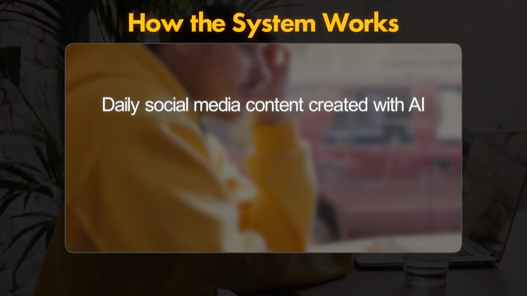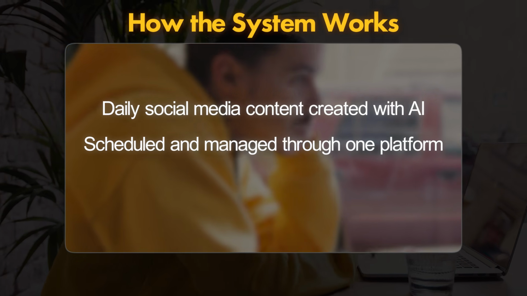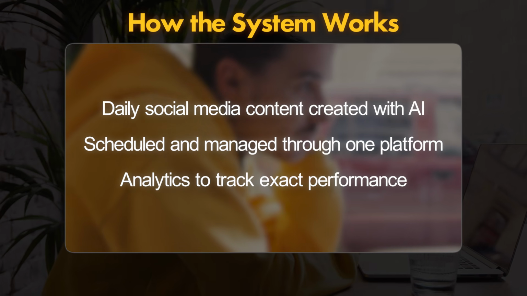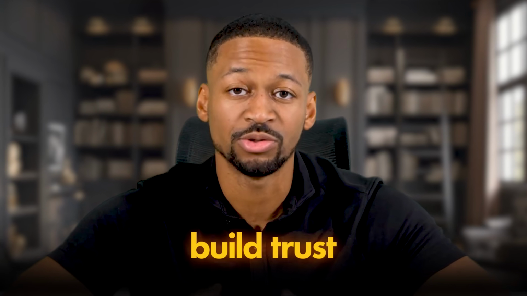Then you hop on a quick call and show them the content. On the call, you explain the full system. Daily social media content created with AI, scheduled and managed through one platform with analytics so they can see exactly how it's performing. If you don't have any clients yet, offer them a 14-day free trial. That gives you time to show them more content, build trust, and prove this works. Once you've got some experience and case studies, you skip the trial and just close them right there.